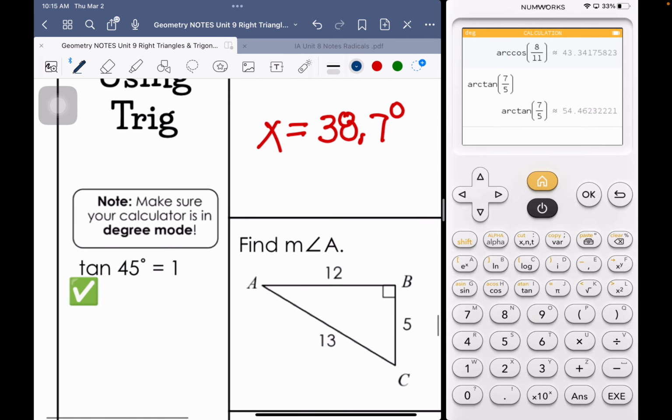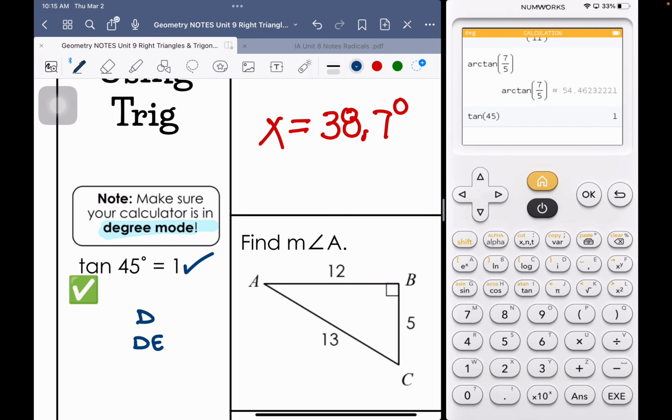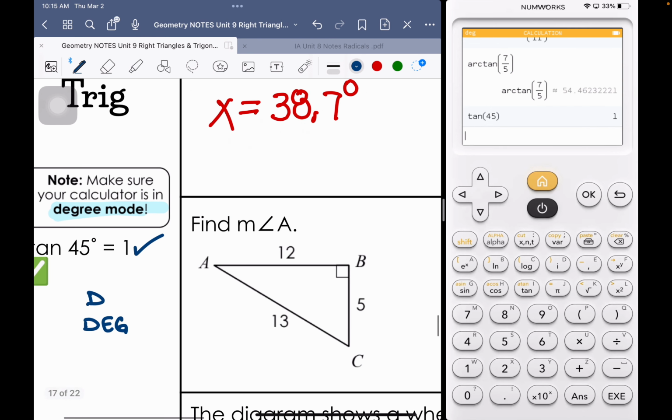Another thing, make sure you are in degree mode. So when you do your tangent of 45, are you getting 1? If you got 1, then you're good, you're in degree mode. You should see a DEG on your calculator for degree, or even just the letter D. You might even see the whole word degree, but you should see something letting you know that your calculator is in degree mode, not radians mode.